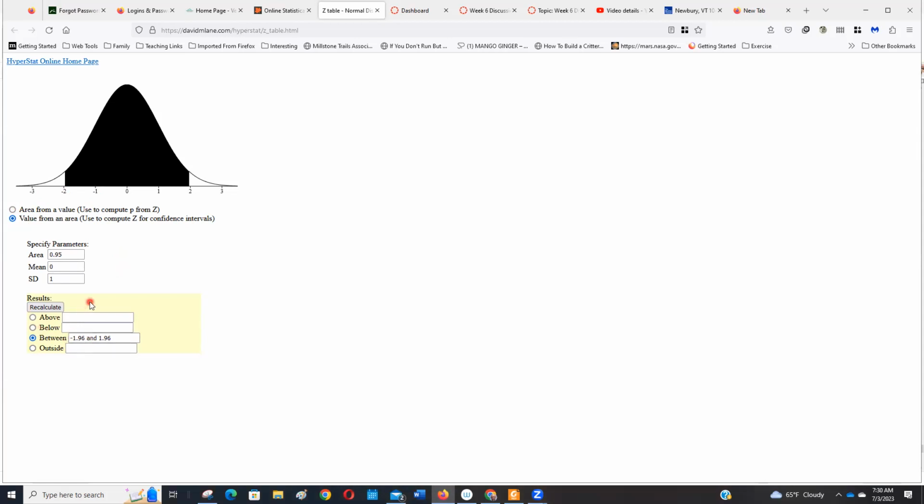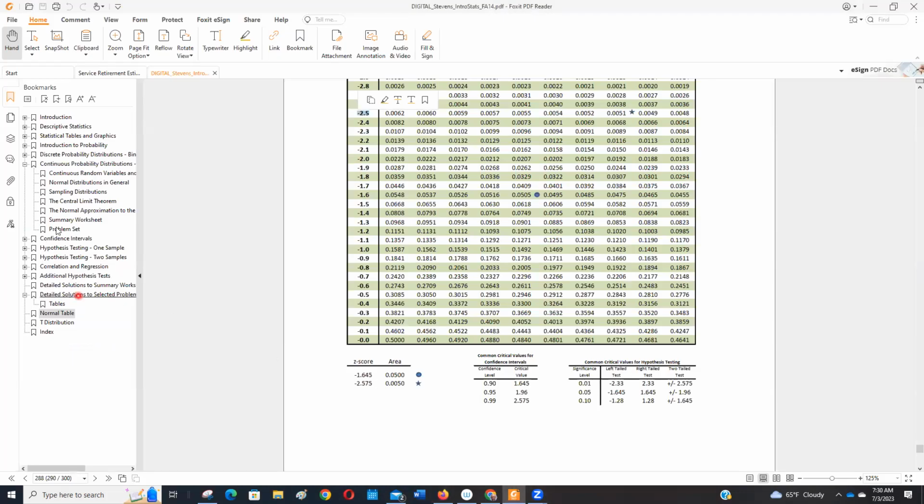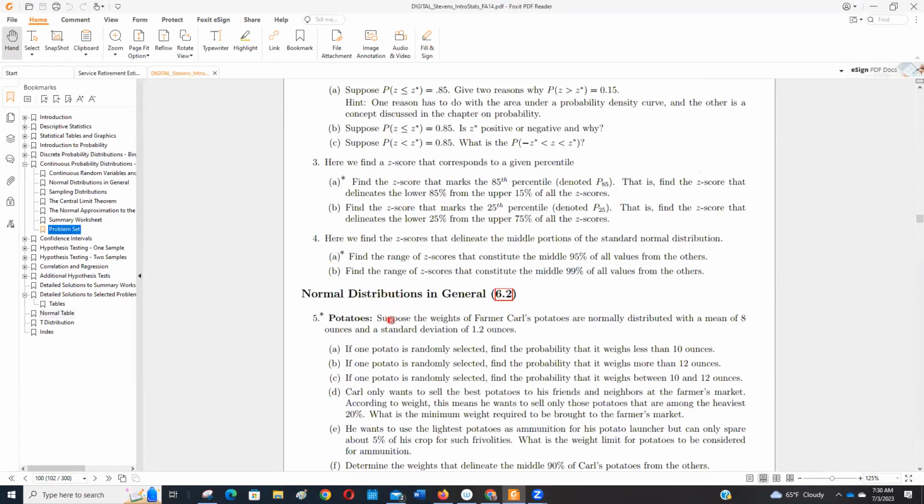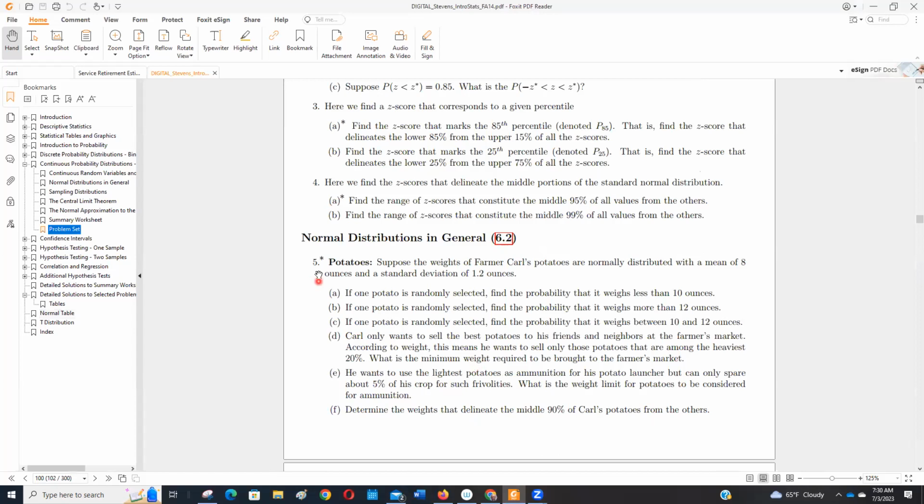Now, what if I had asked you about the potatoes, like Bob's potatoes? I'm looking at page 100 again here. Let me come back and look at the book. Page 100, Bob's potatoes. Now, yes, you got Dr. Stevens' answers in the back, but let's talk about David Lane. I think I've got another video that I've linked to. What weights delineate the middle 90% of Carl's potatoes?